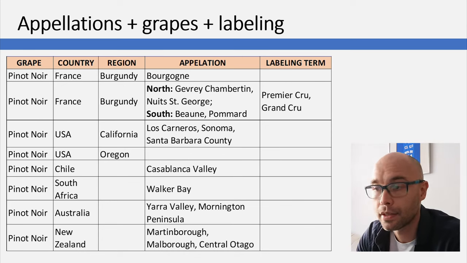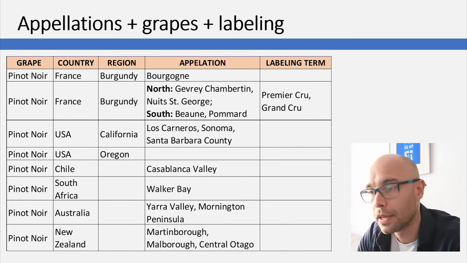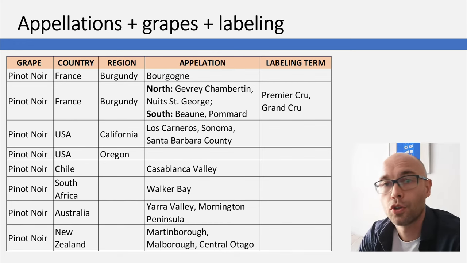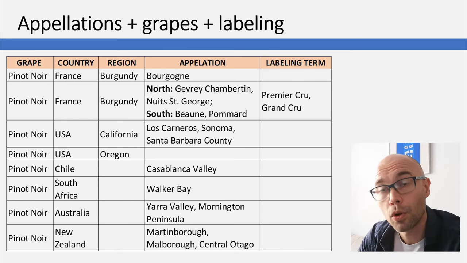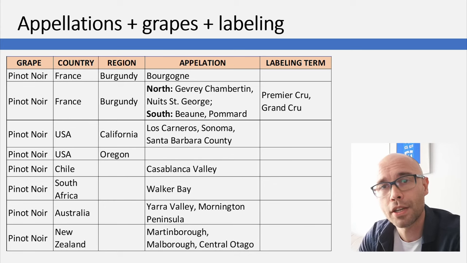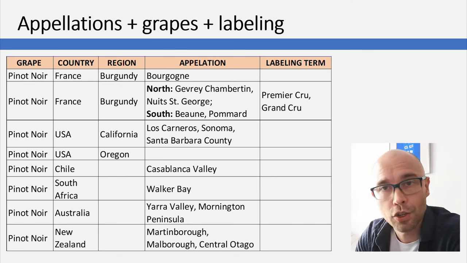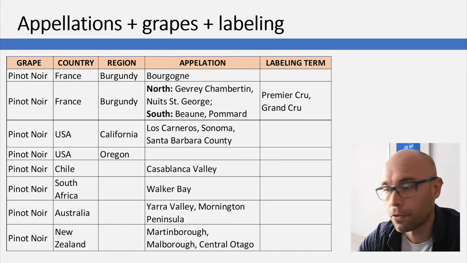In New Zealand, there are three appellations that you need to remember. New Zealand generally has a moderate climate. Martinborough in the North Island, Marlborough in the South Island, and the most important, I wouldn't say most important, but a very specific appellation, Central Otago, that produces great examples of Pinot Noir.